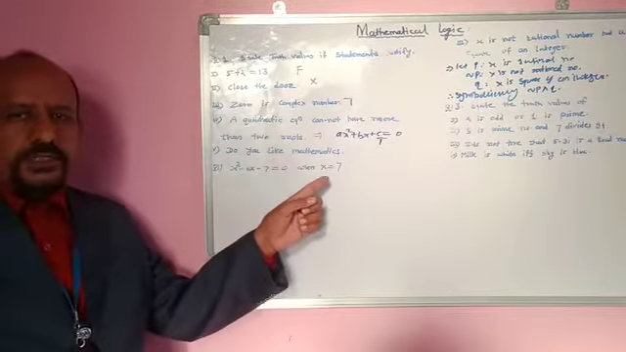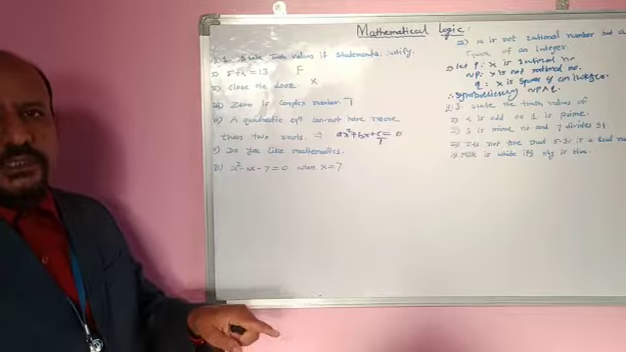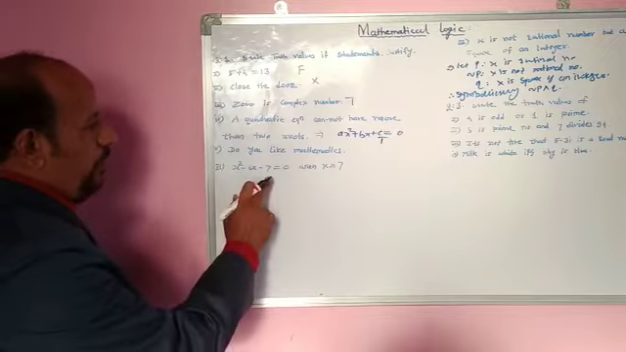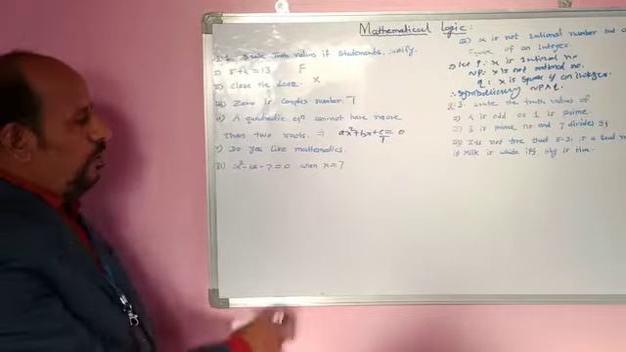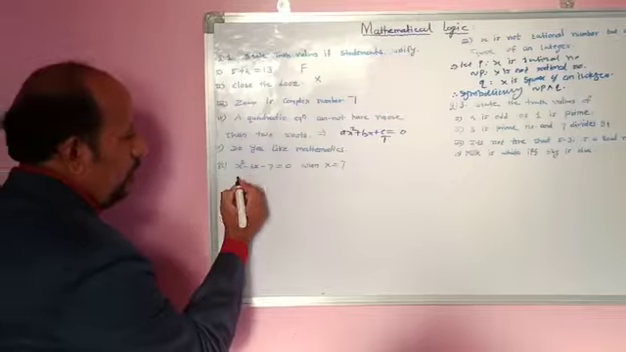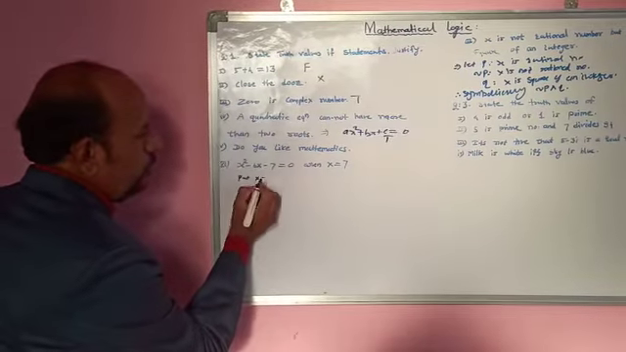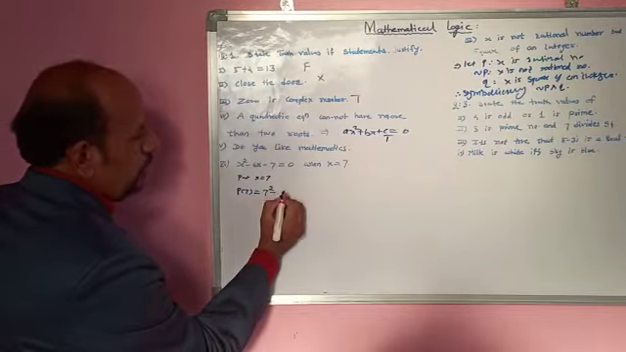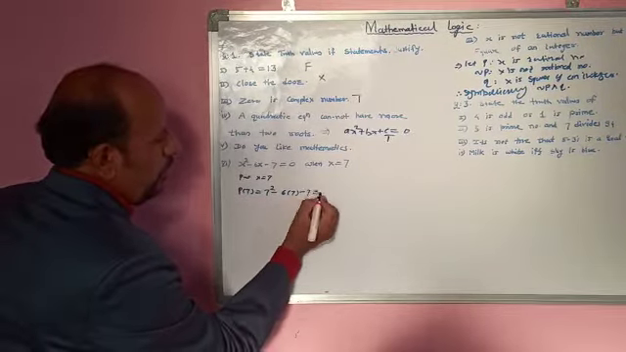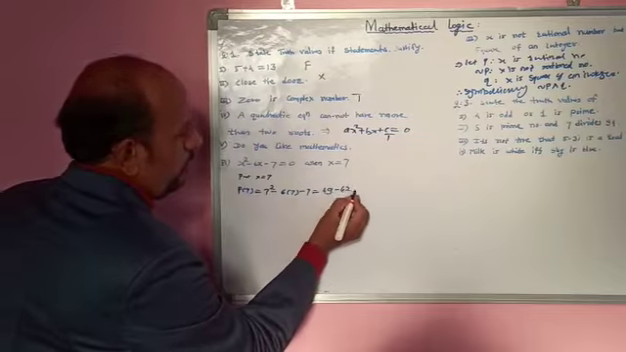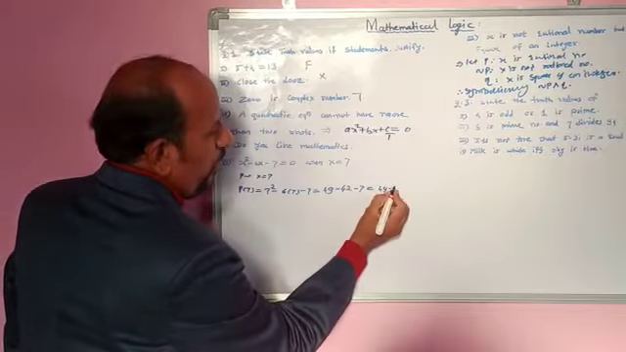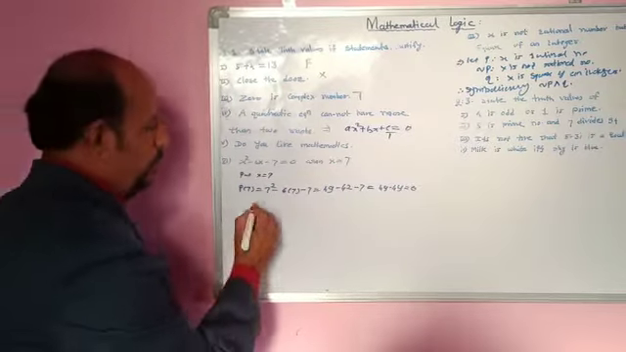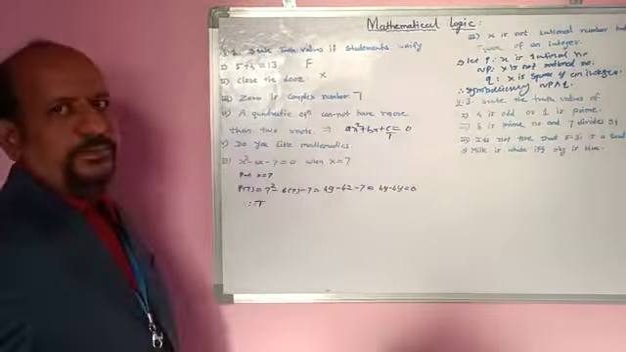Do you like mathematics? It is also an imperative sentence, and therefore it has no truth value, meaning it is not a statement. Next, x square minus 6x minus 7 equal to 0, when x equal to 7. Now we put x equal to 7 in the given equation. We get p of 7 equal to 7 square minus 6 into 7 minus 7, which is 49 minus 42 minus 7, which is 49 minus 49 equal to 0. Therefore, LHS equal to RHS.